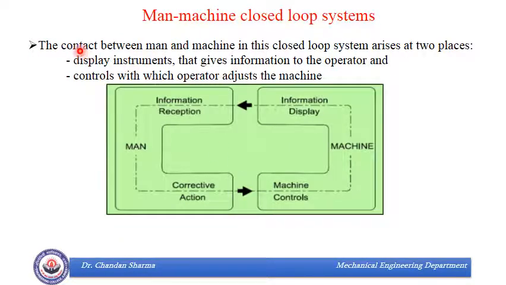So the contact between man and machine in this closed loop system arises at two places. First is display instruments that give information to the operator, and controls which the operator adjusts the machine with. Like if we are driving a car and we see that the speedometer is giving us the signal that we are over speeding, so what will be our job? Seeing the display, we will reduce the speed, operate the accelerator, and as a result speed will come down.